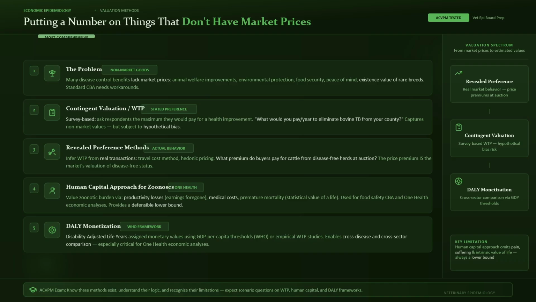Revealed preference is more objective. It infers value from real behavior, like the price premium buyers pay for cattle from disease-free herds. For zoonoses, the human capital approach values lost productivity, medical costs, and mortality. But it's always a lower bound because it omits pain and suffering. And daily monetization using WHO thresholds lets you compare across diseases and sectors. Know these methods for the exam.